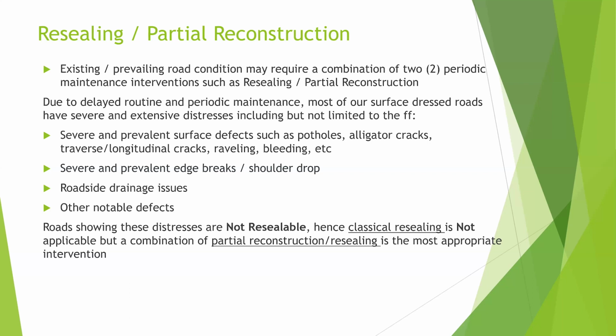Now, this happens when you delay routine maintenance and periodic maintenance timeously, then most of these surfaces go very bad, with severe and extensive distresses. This includes, but is not limited to, the following defects: severe and prevalent surface defects such as potholes, alligator cracks, transverse and longitudinal cracks, and bleeding. And you also have severe and prevalent edge breaks, shoulder drops, where the roads are narrow and become very unsafe for motorists, and then road drainage issues.